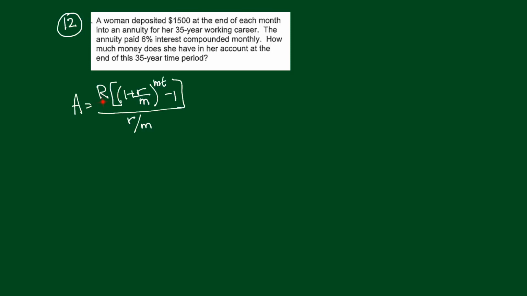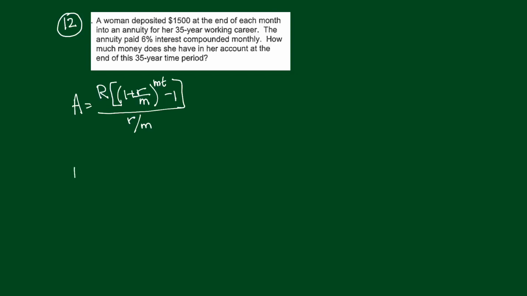And R, that's going to be the amount that you put in at the end of each month or each time period. Sometimes we use R because it's called the rent. But you could use any money variable here, or even future value, and then A for amount. So let's substitute our values into this formula.